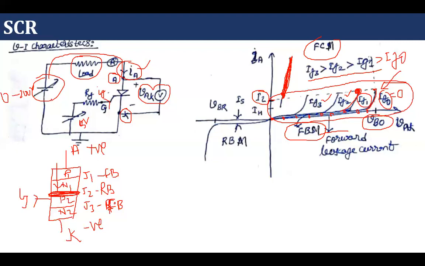Okay, and if we reverse bias this device, the characteristic is similar to the diode characteristic. This is the reverse breakdown voltage, after which breakdown will happen. If we reverse bias this, that means we are applying positive potential to the cathode with respect to anode. Then the two junctions, which were forward biased in this circuit diagram, both will be reverse biased, and junction J2 will be forward biased. So due to the two reverse biased junctions, current will not go. Even if we give gate current, it will not allow flow of current.